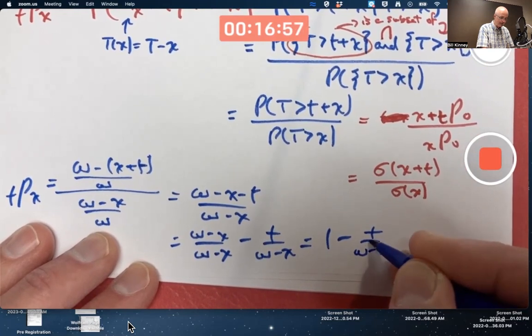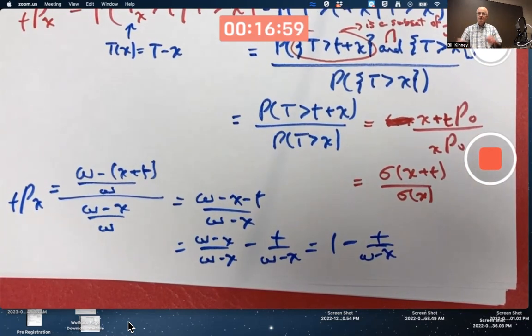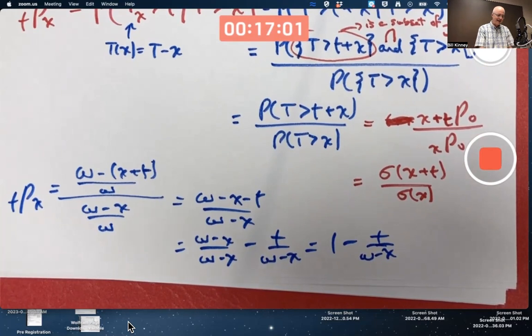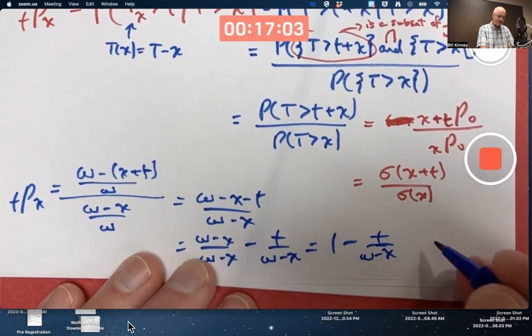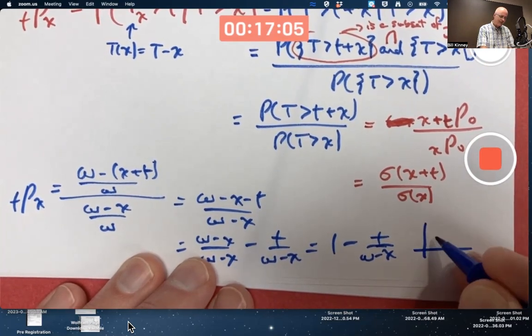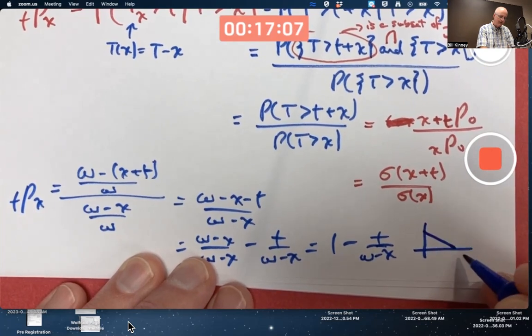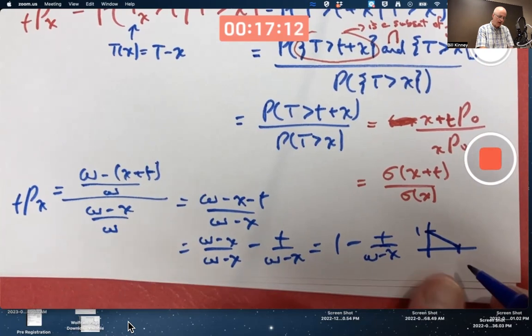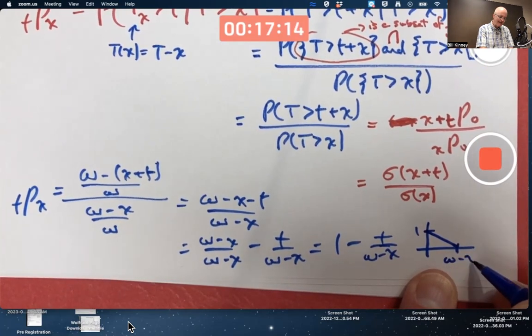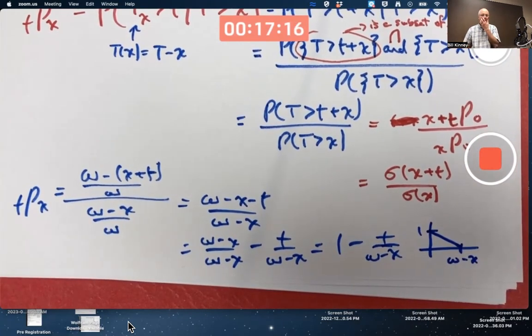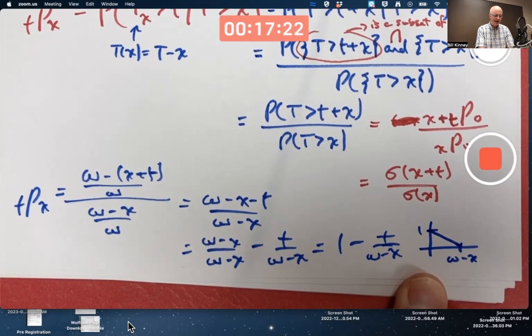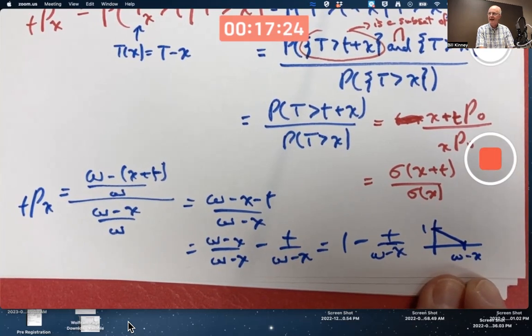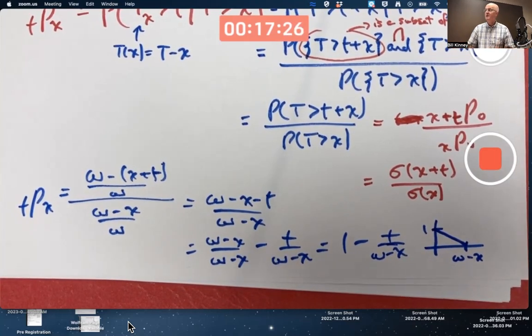I have actually talked about this a week ago, just reviewing it. And what does the graph of this look like? It looks like this. It's a straight line going from 1 down to 0 once I get to omega minus x. And what is that telling you? It's telling you for this uniform model, if you know an appliance is x years old, they have omega minus x years to live, and the distribution is still a uniform distribution.